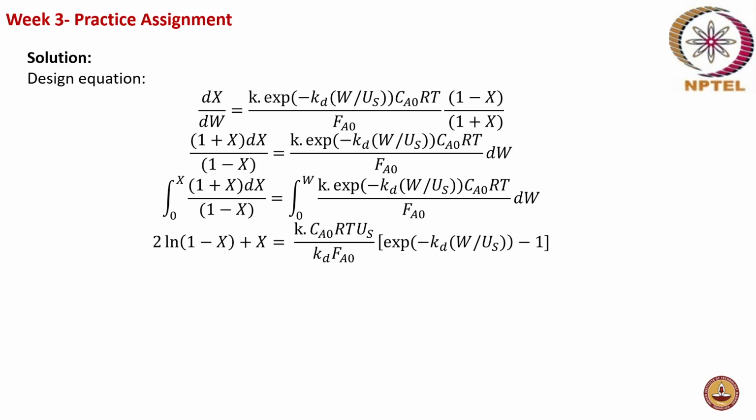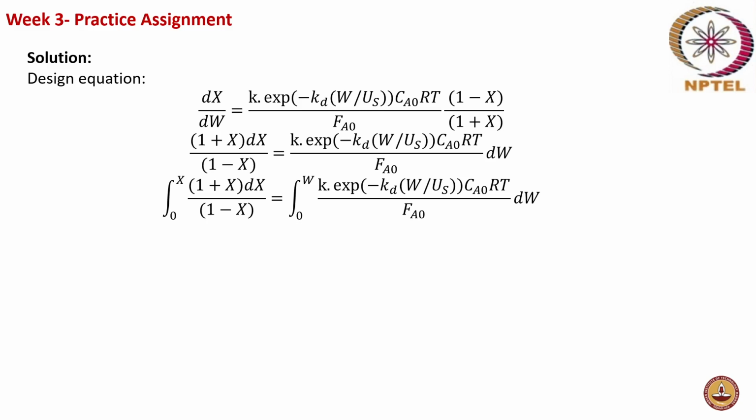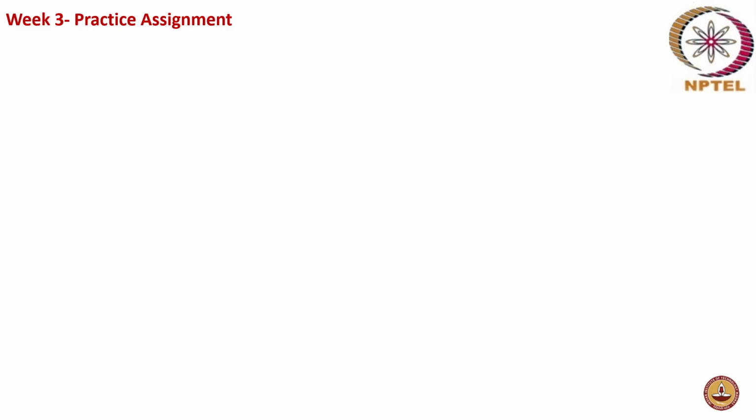Once you integrate, you will get an expression, and from this you can find out the conversion, right? Correct? You are able to get it. Yes. Since they have given all the values of k, Ca naught, R, T, US, everything, you can incorporate them and find out the actual conversion. Okay? A few things you have to look into in this question.